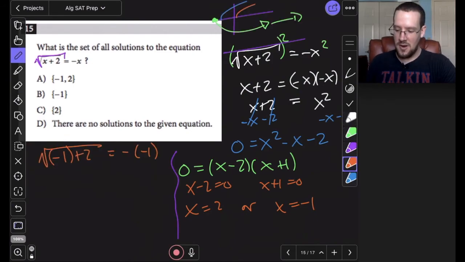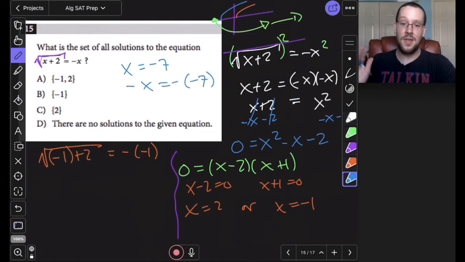Tricky alert. Whenever you're making a substitution, if x is equal to, let's say, negative 7, then negative x will be equal to 7. So this is a tricky alert. You've got to be on high alert for this, because otherwise you might think that this is an extraneous solution.